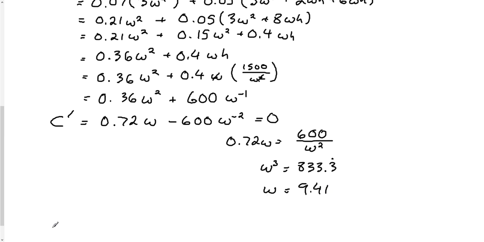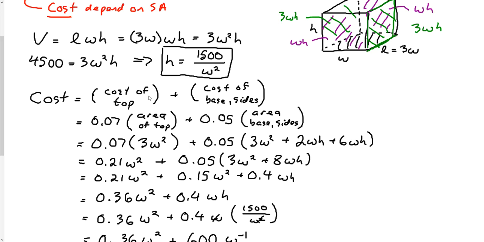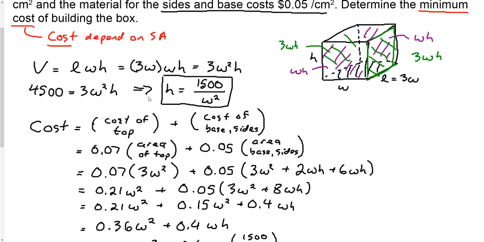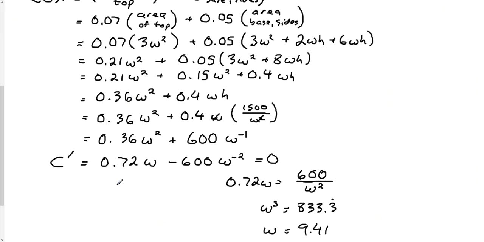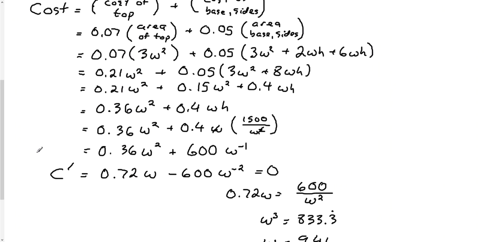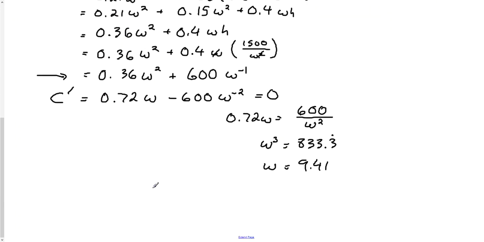Now, what are we asked to find in this question? We are asked to find the cost of building the box. So to do this, we can just use our cost equation here, which is expressed entirely in terms of our width, and just sub in the width that we have found. So our cost is going to be 0.36 times 9.41 squared plus 600 divided by 9.41.